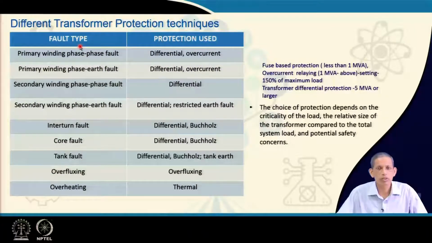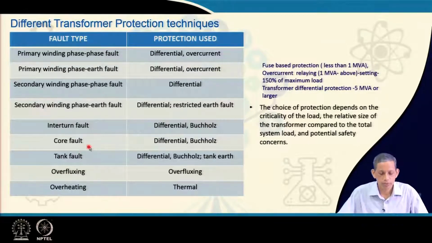Now, to simplify further, the types of fault and the corresponding protection used from the electrical perspective. Faults in the primary winding: differential and overcurrent; even a fuse may be preferred. Primary winding phase to earth fault: differential and overcurrent. Secondary winding fault: differential can also be there. Secondary phase to earth fault: restricted earth fault, and we will address those things in our later discussion. Internal faults can be identified from the differential principle, and also by the Buchholz relay, the mechanical form of relay.